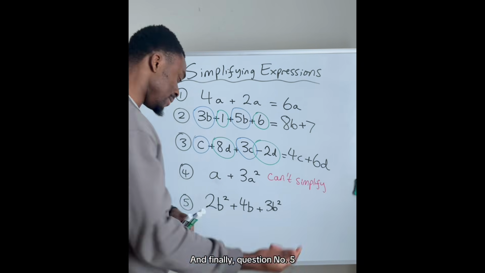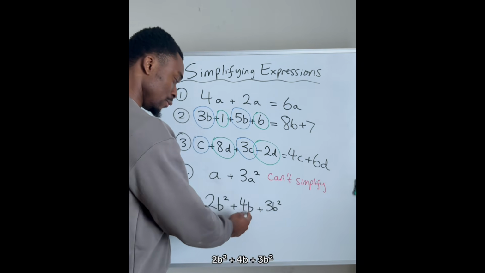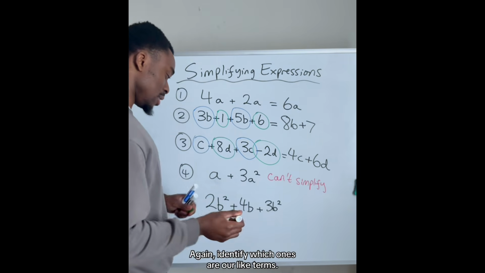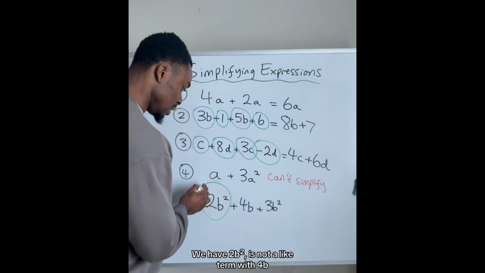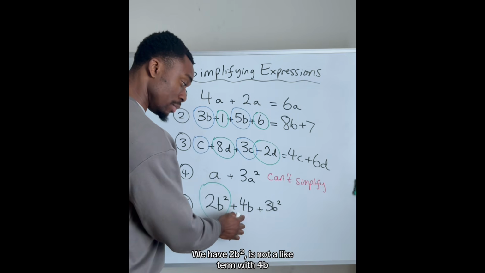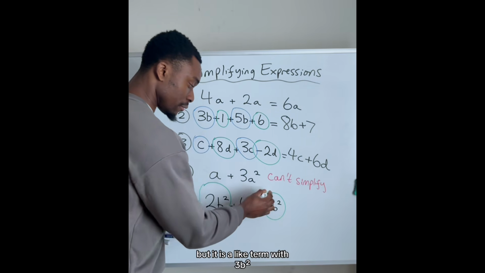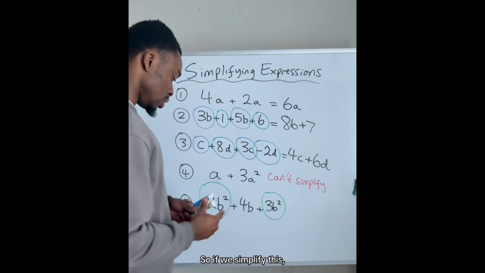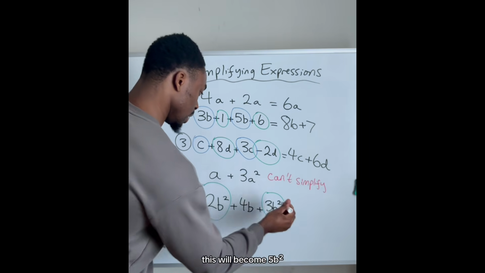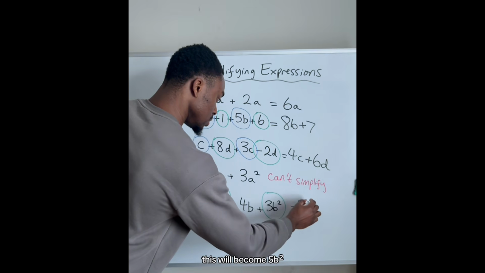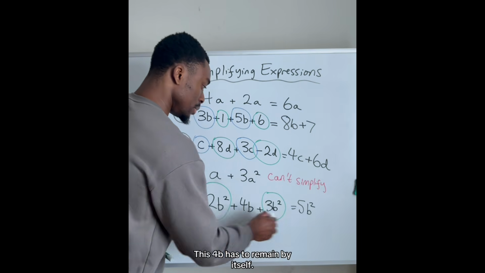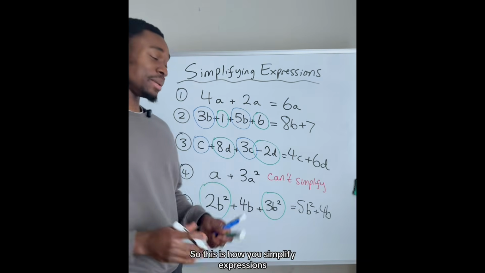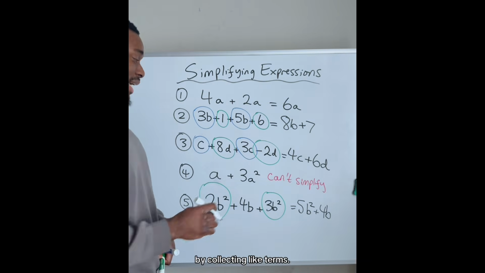And finally, question number 5, 2b squared plus 4b plus 3b squared. Again, identify which ones are our like terms. We have 2b squared is not like term with 4b, but it is a like term with 3b squared because they both have a b and they both have a power of 2. So if we simplify this, this will become 5b squared plus this 4b has to remain by itself. So this is how you simplify expressions by collecting like terms.